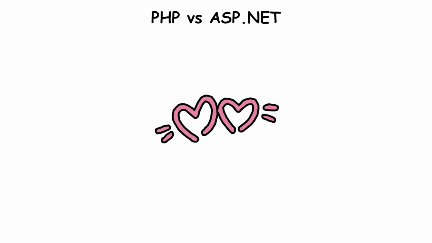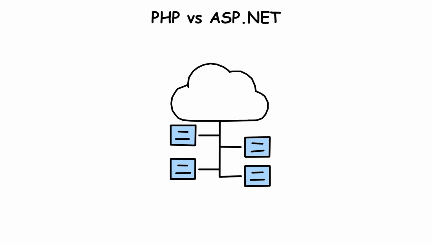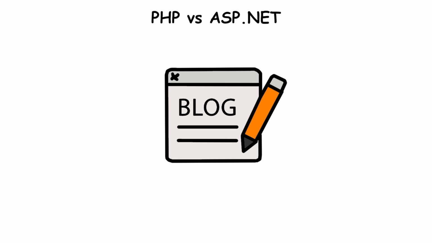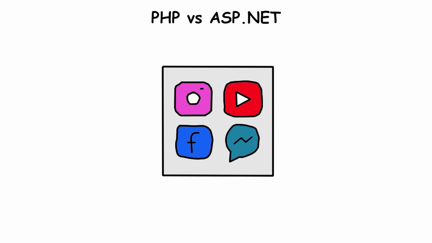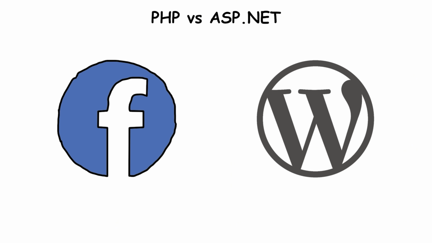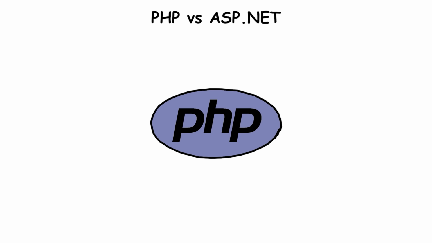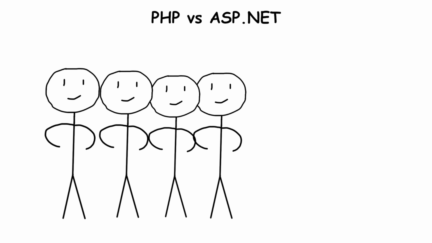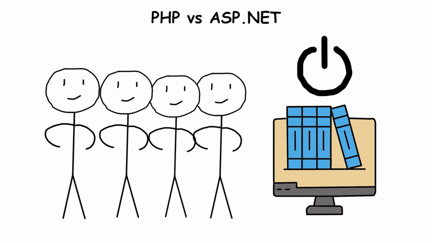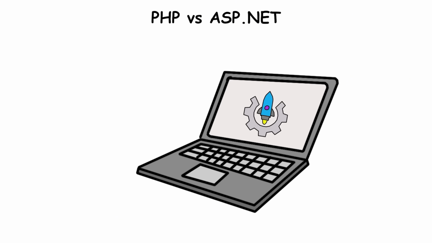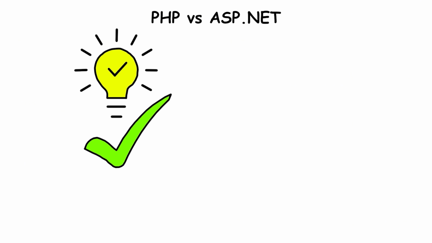That simplicity made it the backbone of the internet's explosion, powering forums, blogs, online shops, and eventually platforms like Facebook and WordPress. While ASP.NET stayed mostly in enterprise environments, PHP became the default choice for millions of small developers and startups. Even today, despite newer frameworks, a huge chunk of the web still runs on PHP, a testament to how open source accessibility can outlast corporate muscle.